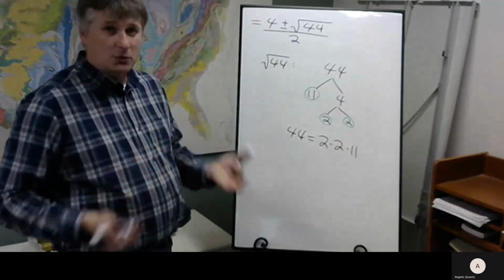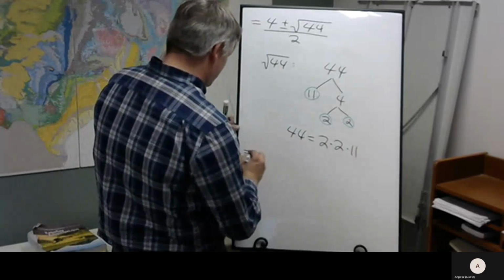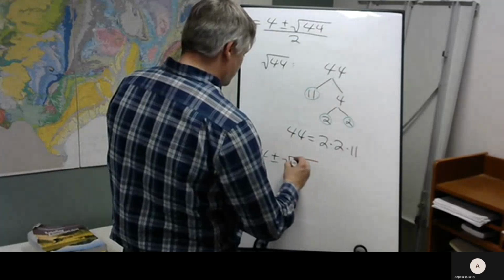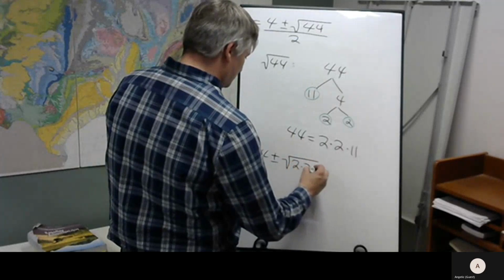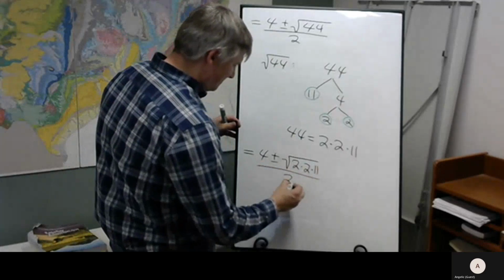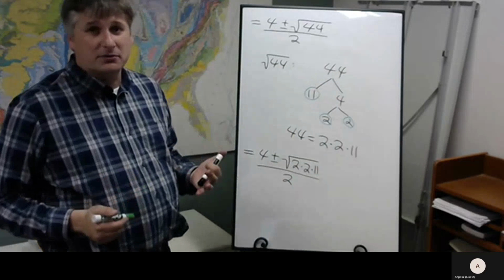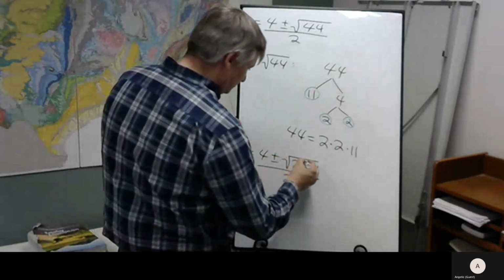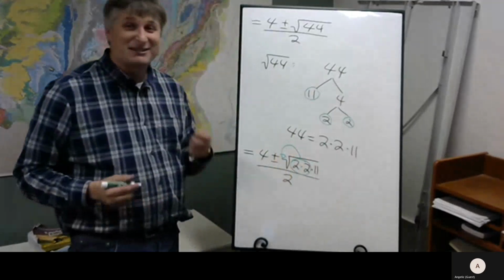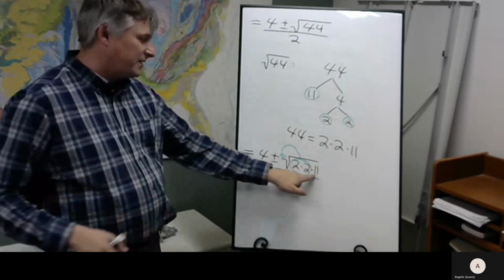So 44 is 2 times 2 times 11. So if we take a look at this, you have 4 plus or minus the square root of 2 times 2 times 11 divided by 2. So now we can use the rule of pairs for square roots. There's a couple 2's, and they will pop out as a single 2 in front of the square root. And they're going to leave the 11 behind.